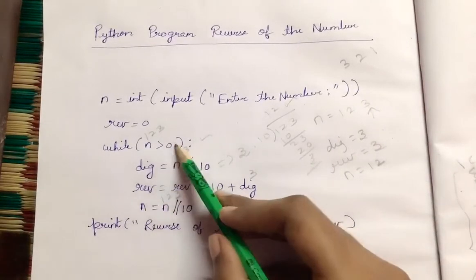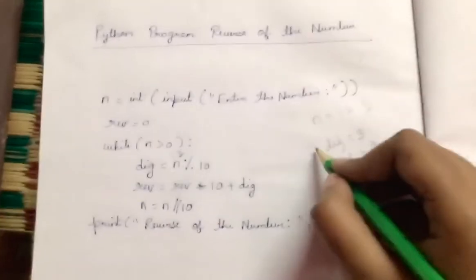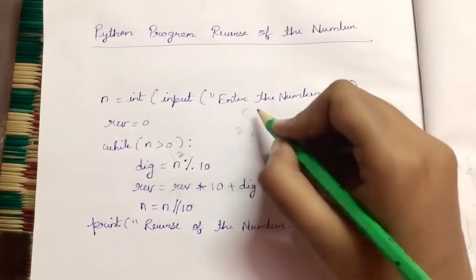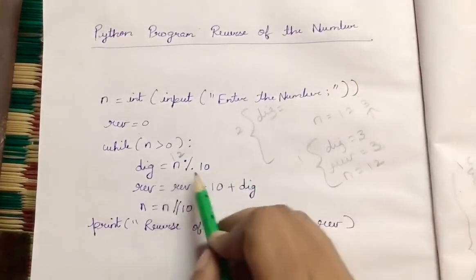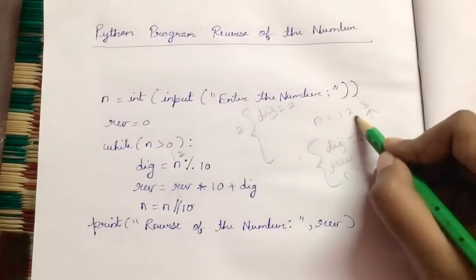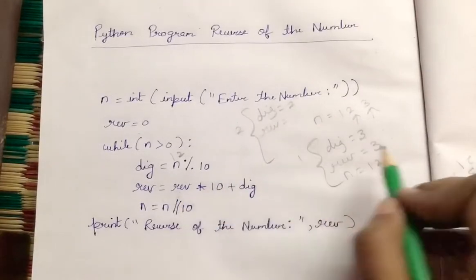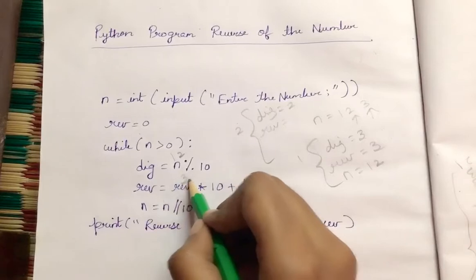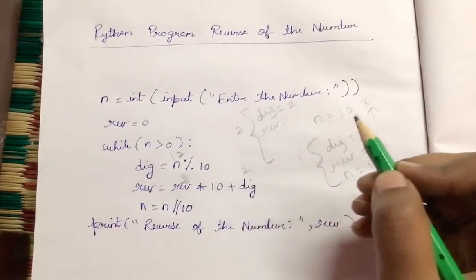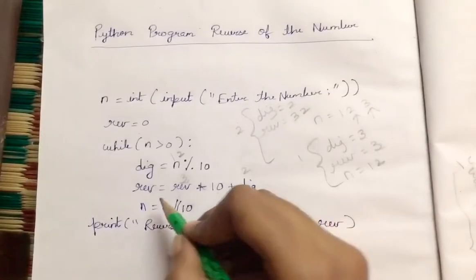Again it will enter the loop. Now the n value is 12. This was the first loop; now we do the second loop. The digit value will be the remainder when I divide this, which is 2. So I am accessing the second digit. Then reverse is updated: reverse value is 3 into 10, 30, plus digit 2. So 30 plus 2 is 32.